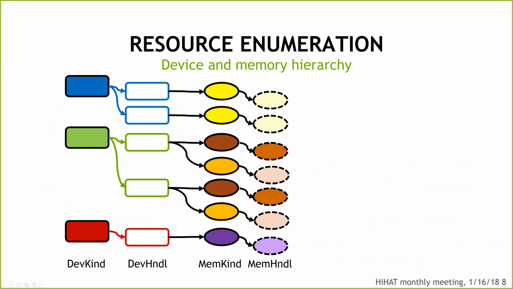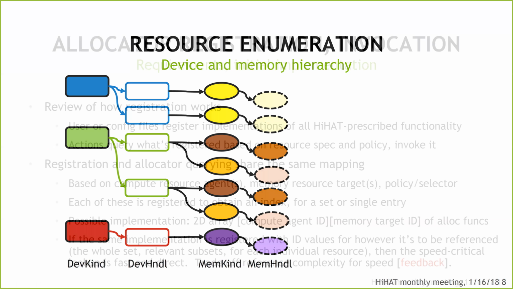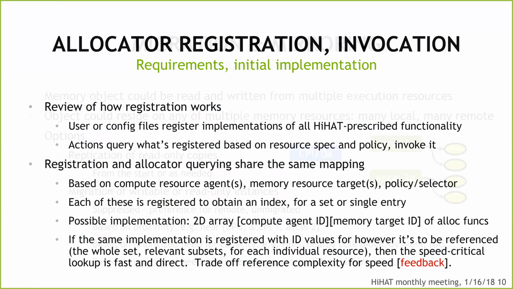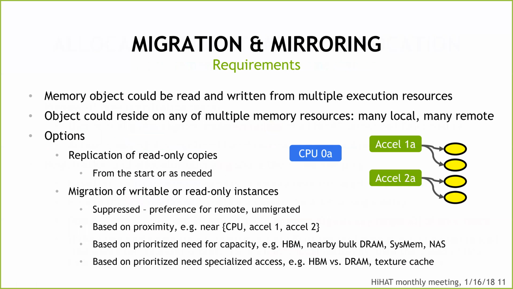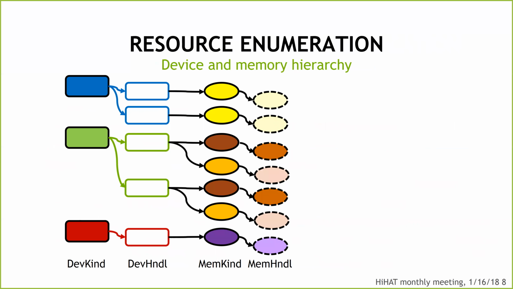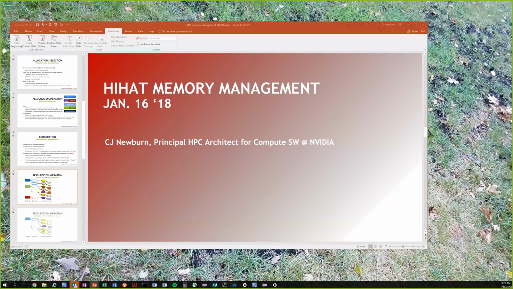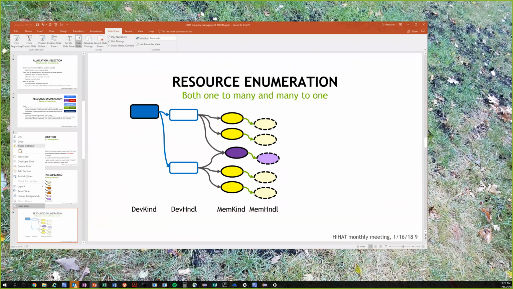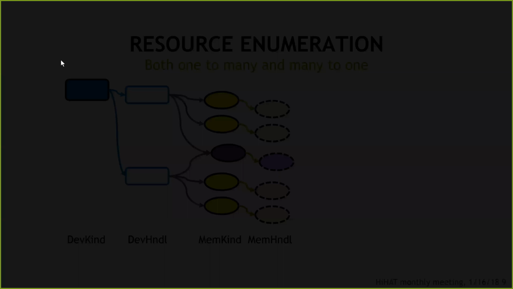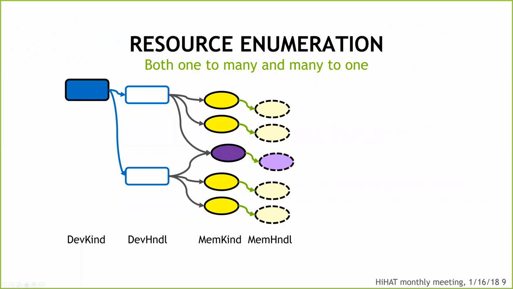And this shows a nice clean fan out, but that doesn't... what happened? I think I have a hidden slide. I do. Let me unhide it. You could have other ones that are shared that look more like this. And so this is an example where this purple one, you probably only want to enumerate once, but it may show up as being connected to multiple other devices.